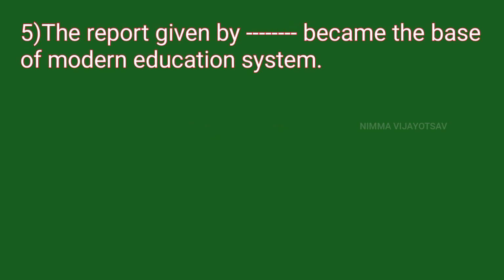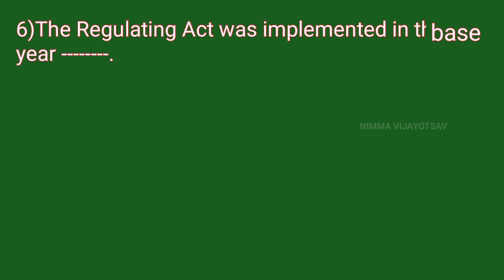The report given by dash became the base of the modern education system. Macaulay, T.B. Macaulay or Thomas Babington Macaulay. Okay, next question. The Regulating Act was implemented in the year dash. 1773.